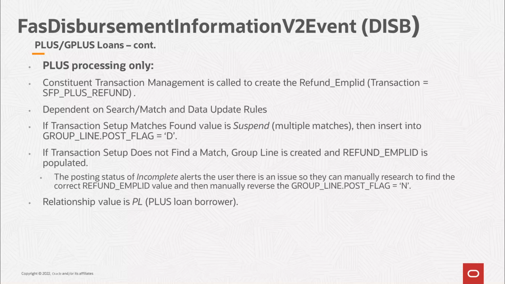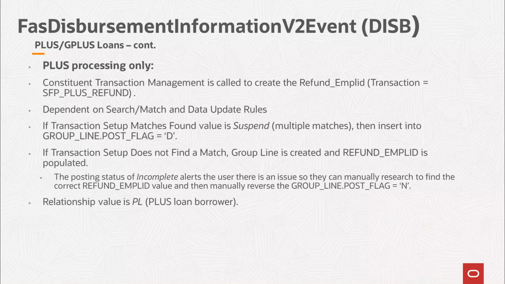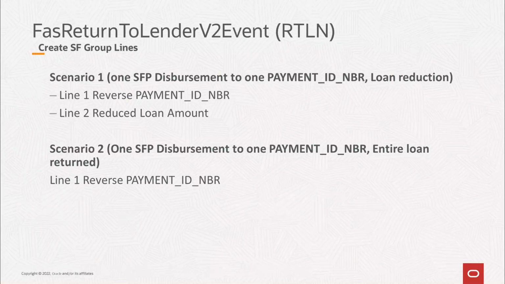The following 2 CS tables will hold some of the PLUS application attributes: SCC SFP Fund Map and SCC SFP Plus. When SFP reduces an award after it has been disbursed, the return to lender message is triggered. CS will consume the message and populate group line first to reverse the entire disbursement, and then a second group line will be created for the reduced loan amount. If the reversal was for the full disbursement amount, a second line will not be created in group line.